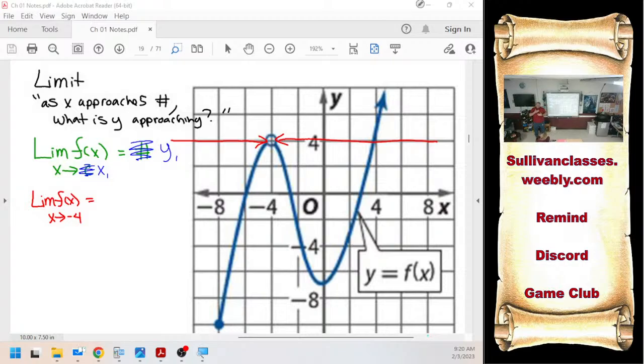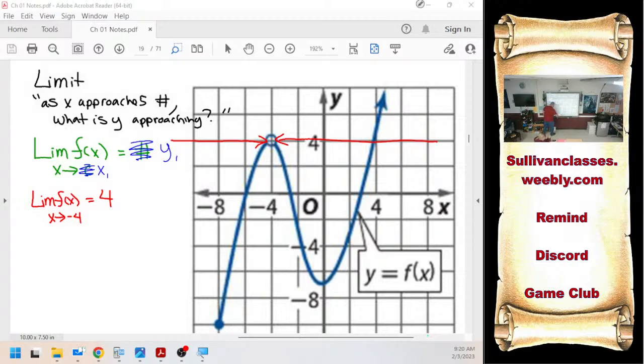Now I know that the point -4 doesn't exist. There's a hole there. But it doesn't matter. I'm approaching that value. I'm getting close to that value. So the limit is 4. I might not ever go exactly through it. I'm just going to get really close to it. Okay?